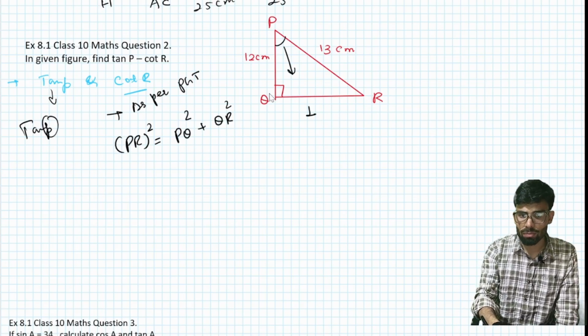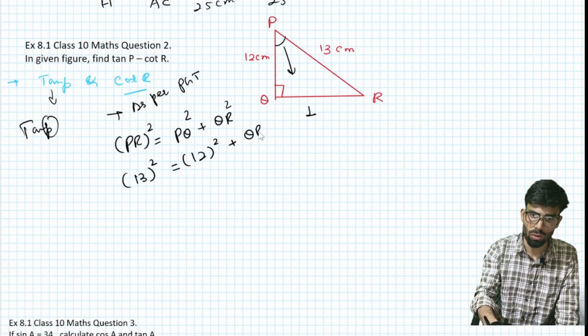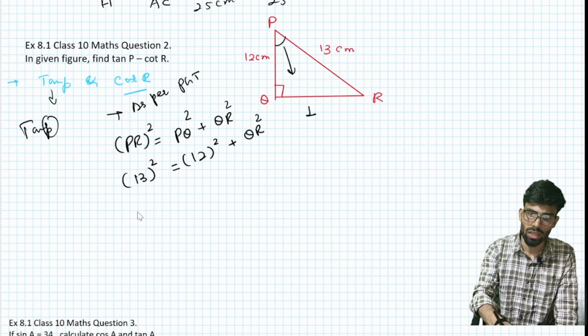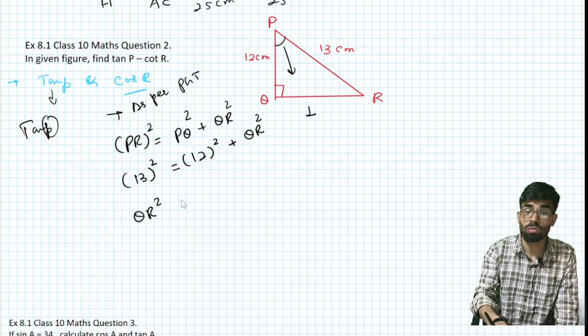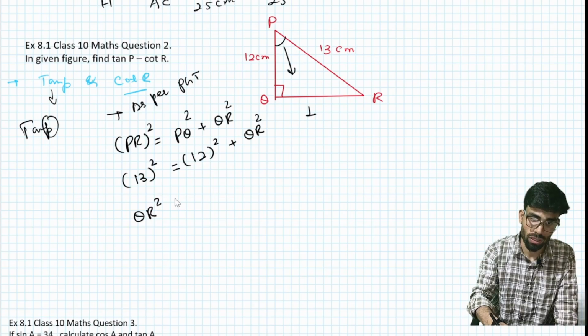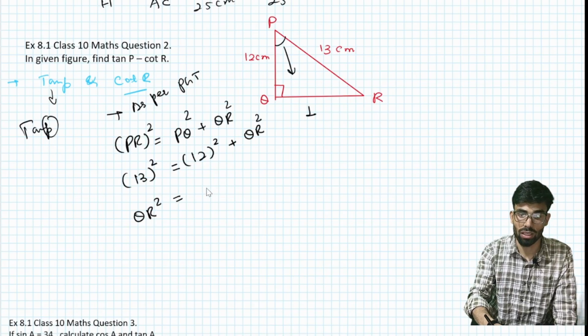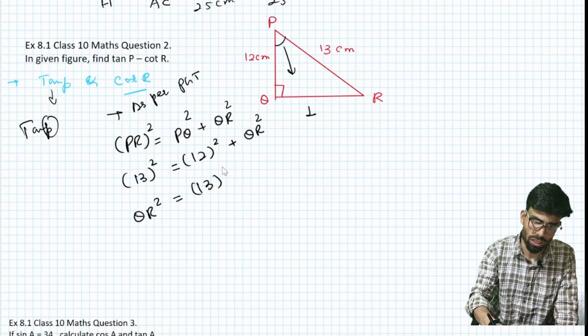PR is given here, that is 13, equal to PQ, given here as 12, plus QR, which we have to determine. So using a simple transpose method, transposing the variable quantity which we have to deduce, QR we have to find, so we will keep it on the left hand side, and the other quantities we will take to the right hand side. That means 13 square, then 12 square with a minus sign.